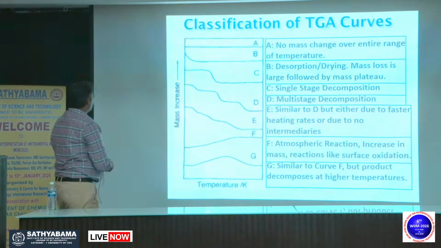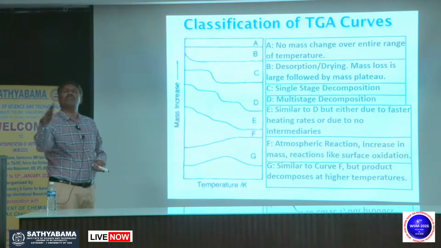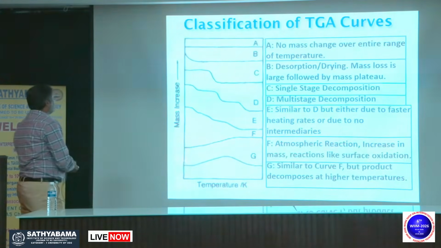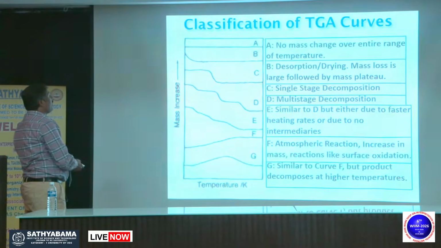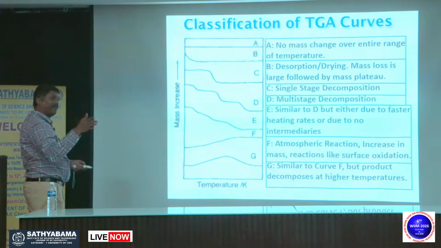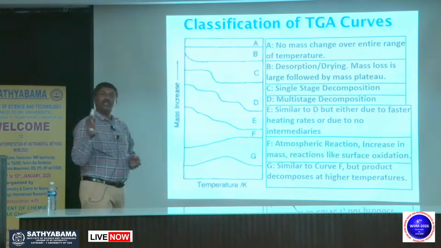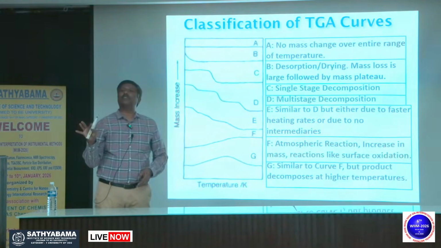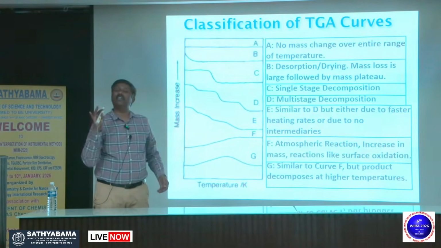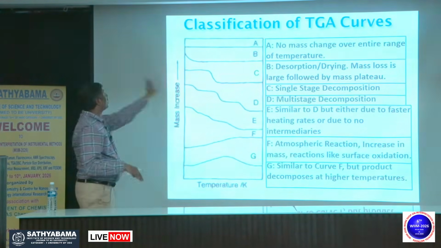Now what is G? This is further rare. It will never happen, this kind of thing. It's very, very rare. So initially, your carrier gas interacted and weight increased, but that new product sustained for some temperature, and then it started decomposition. Okay? These are the only patterns you will most likely get. So now you know all TGA curves.